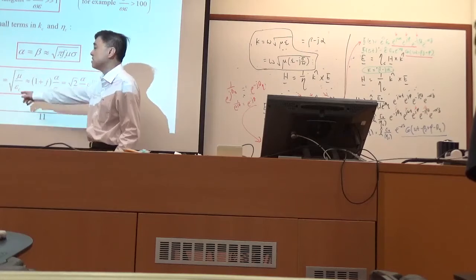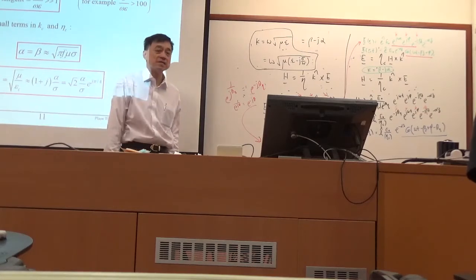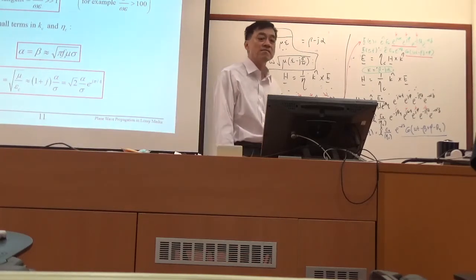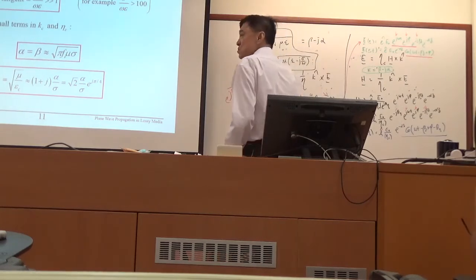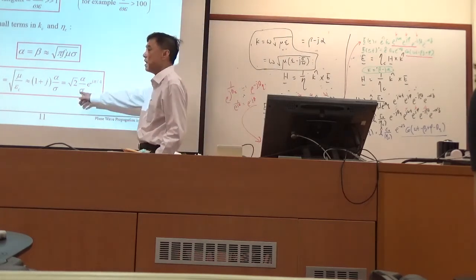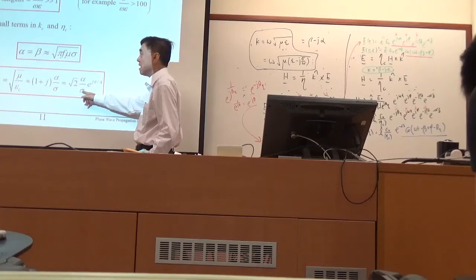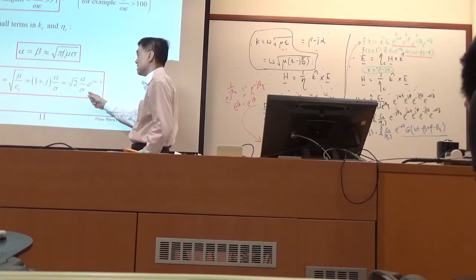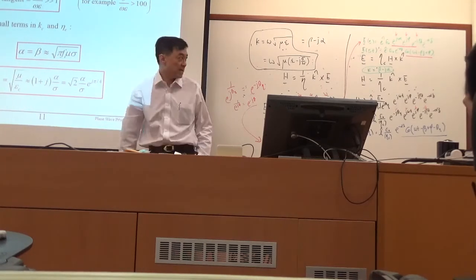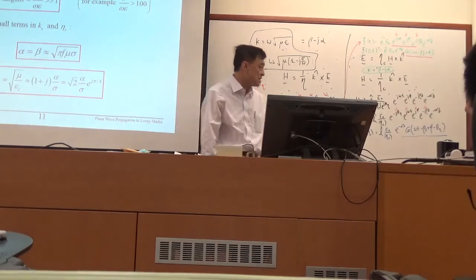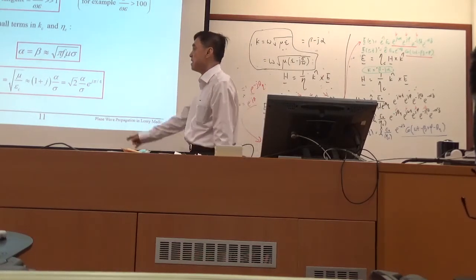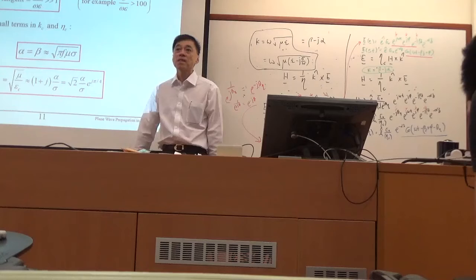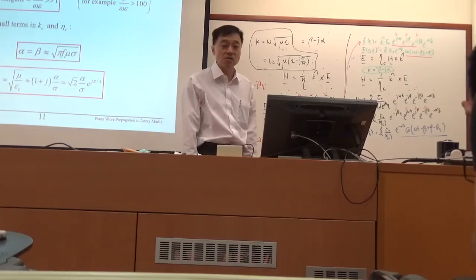And zeta c, which is the characteristic or intrinsic impedance of the lossy media, is equal to square root of 2 alpha over sigma. Alpha is this alpha here, sigma is the conductivity. And the phase angle of zeta c here is exactly equal to pi by 4. Exactly equal to pi by 4.